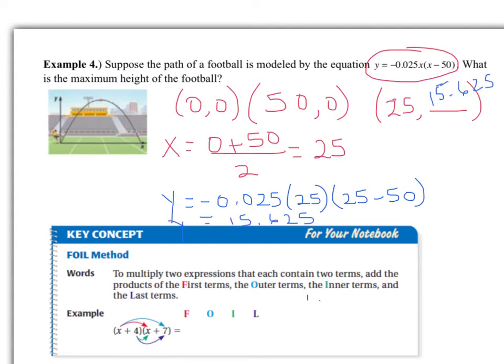Okay, here I went ahead and typed this calculation into my calculator, and I got 15.625. And remember, I think we are in feet here. I believe that's what it said. So 15.625 is the maximum height. Actually, it is in yards. So hopefully, if you did not get that, go ahead and double check.